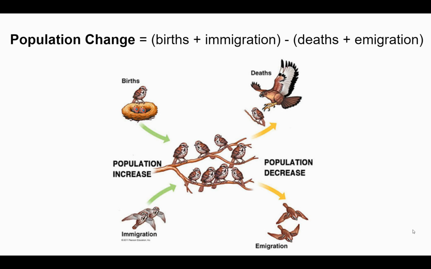Population change is equal to births plus immigration minus deaths plus emigration. Let's actually define each of these terms, even though I'm sure that you know what some of them mean. Underneath the equation, make sure you define them.